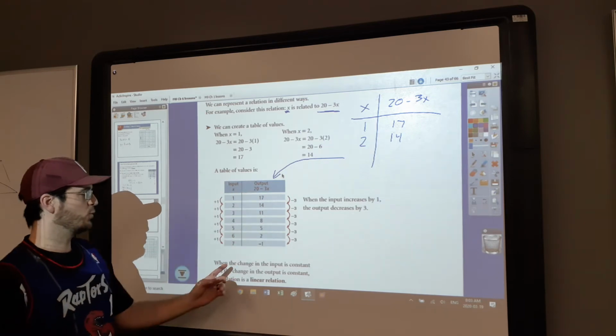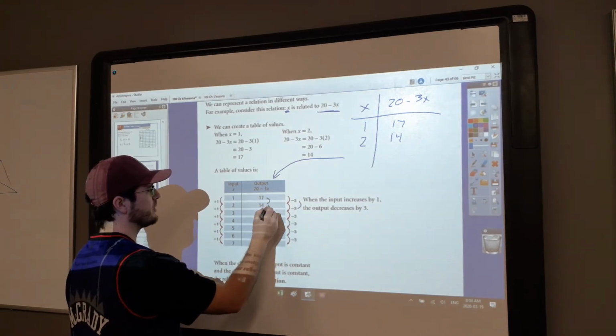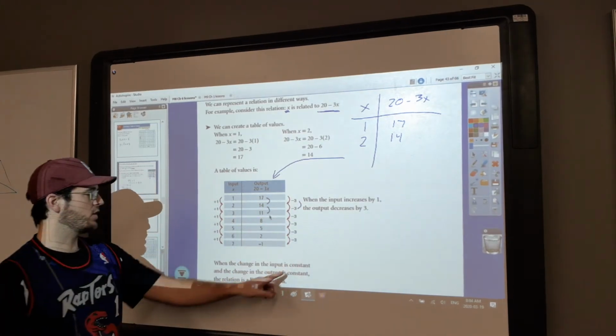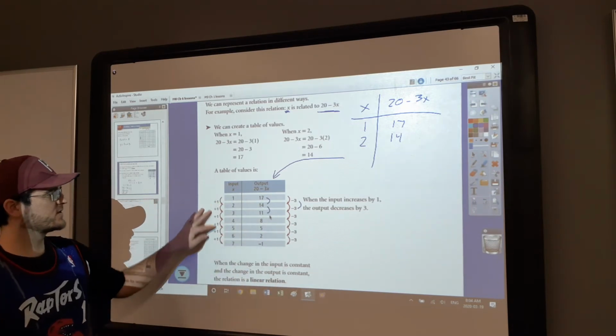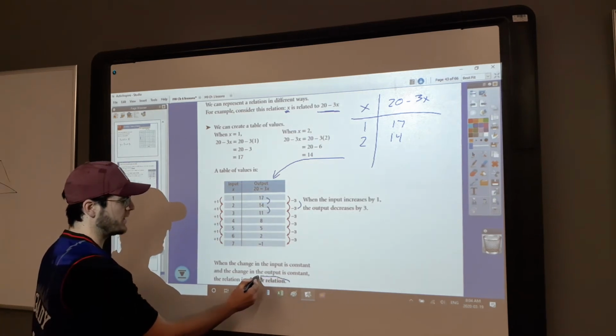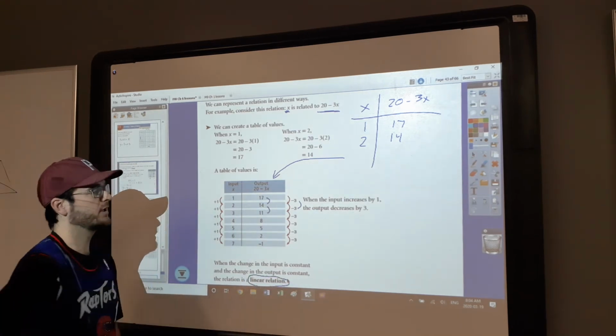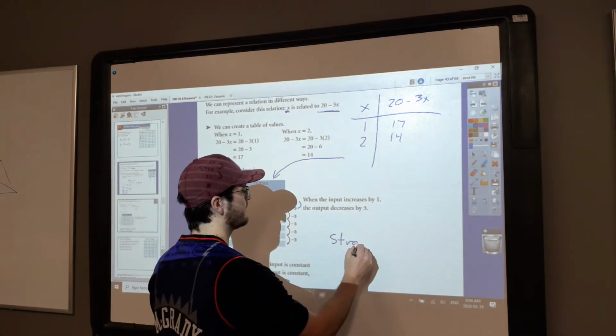When the change is constant, like we can see that it's always going down by 3 every time. When the change in the output and input is both constant, this is going up by 1, this is down by 3, then it's always going to create a relation that is linear. In other words, a straight line. Right? So it's going to give us a straight line.